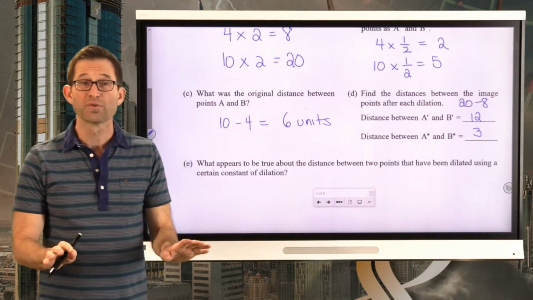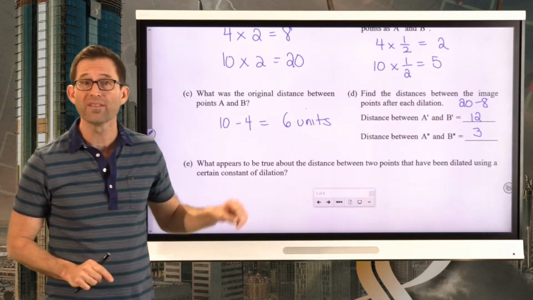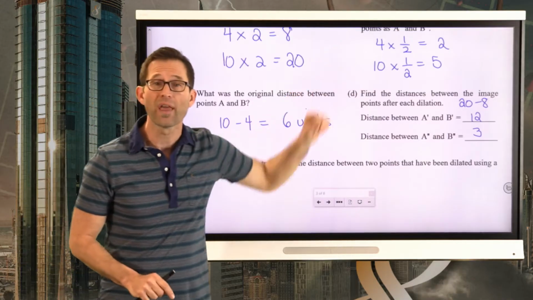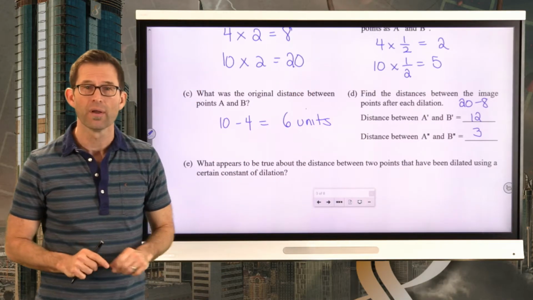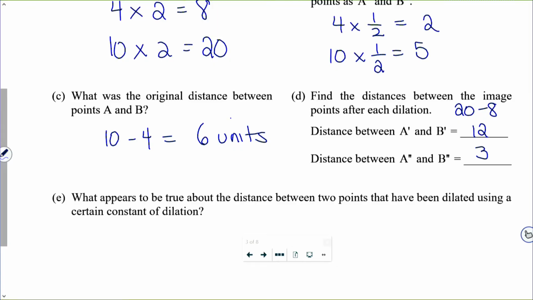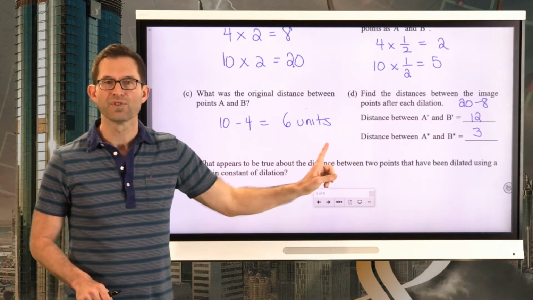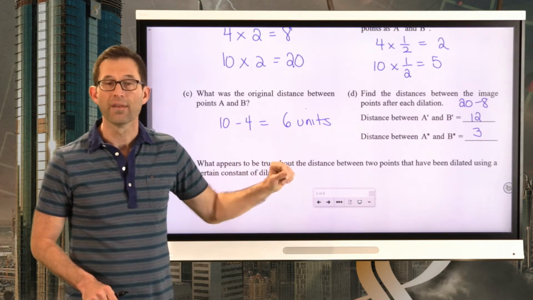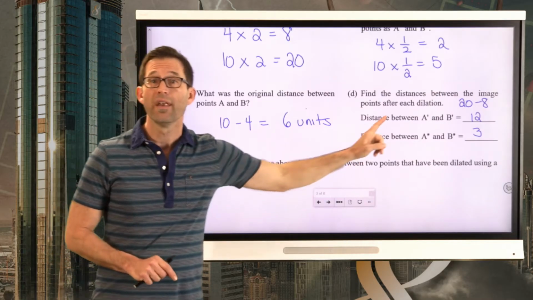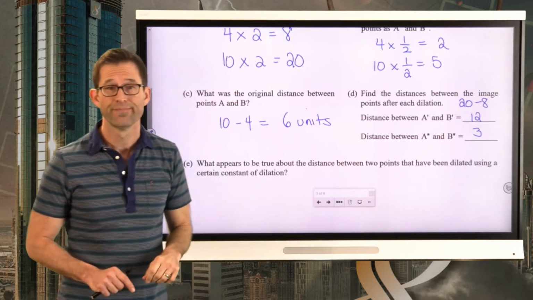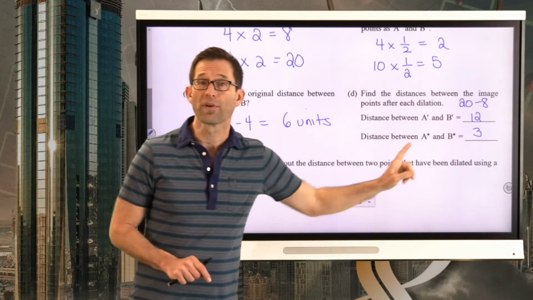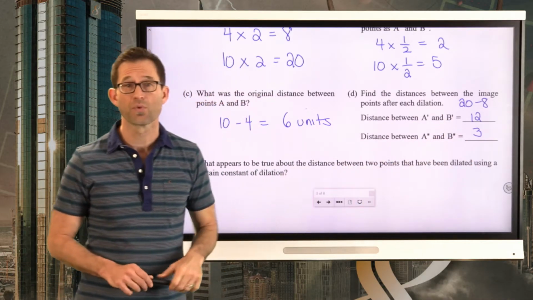Now, here's the important observation that's really rather cool. Remember, when we dilated point A and point B, we did them independently of each other. But take a look at letter E. What appears to be true about the distance between 2 points that have been dilated using a certain constant of dilation? Again, the distance between points A and B started at 6 units. After we dilated them both by a constant of 2, now the distance between them is 12 units. On the other hand, when we dilated them with a constant of 1/2, the distance was 3 units.